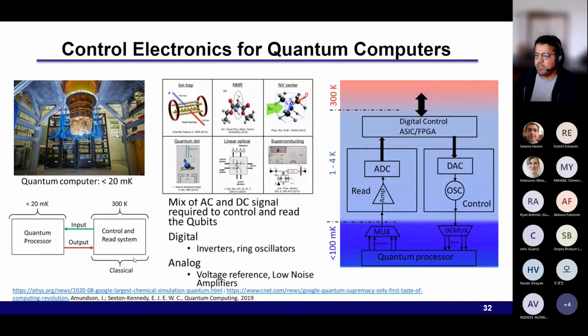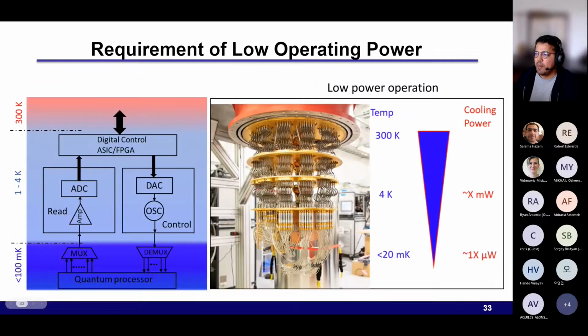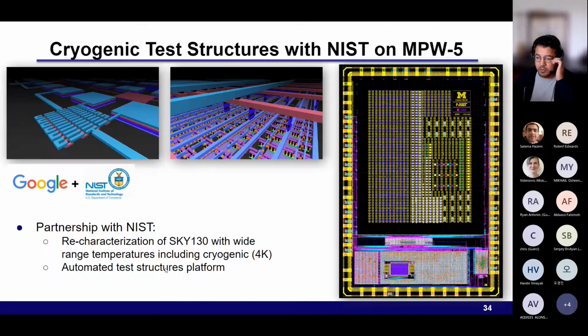And as you can see, we need inverters, ring oscillators, voltage references, low noise amplifiers. So this is basically the requirement. This is where the quantum processor is running. This is the building block to interface, and this is our nominal condition. This work is being done with NIST under the Google-NIST partnership, or umbrella.